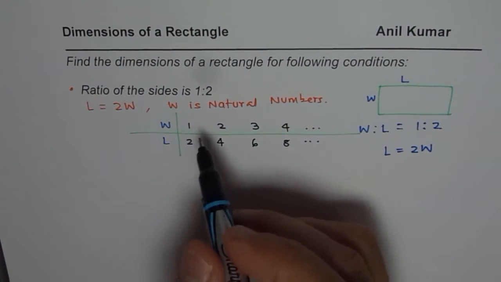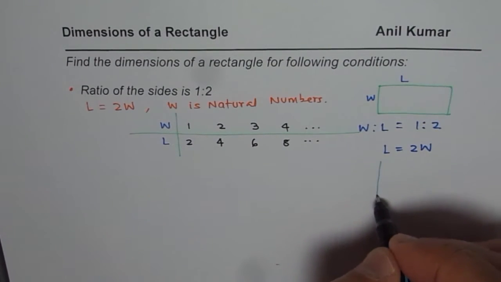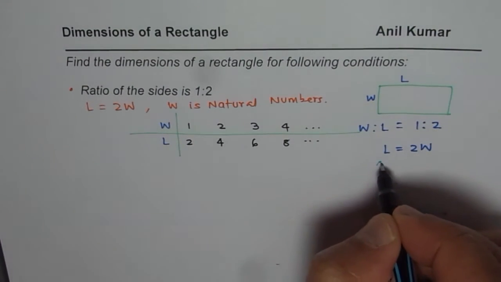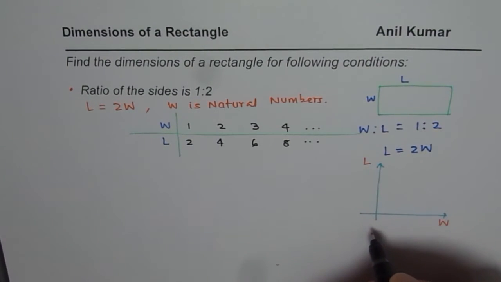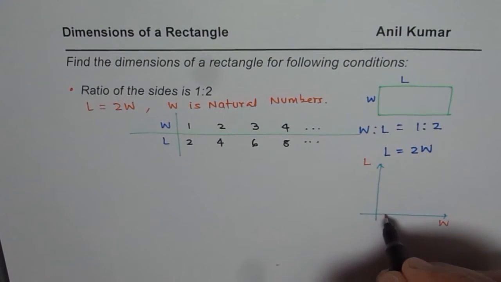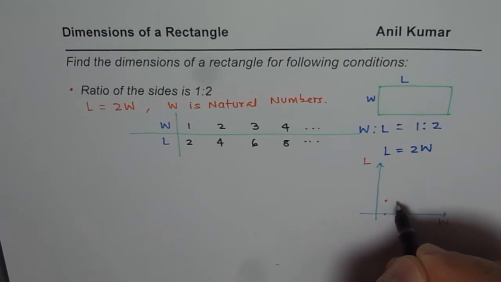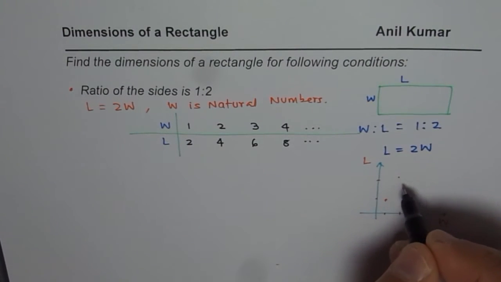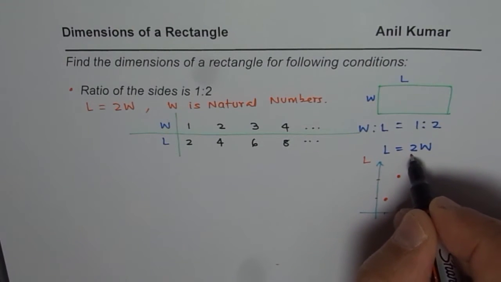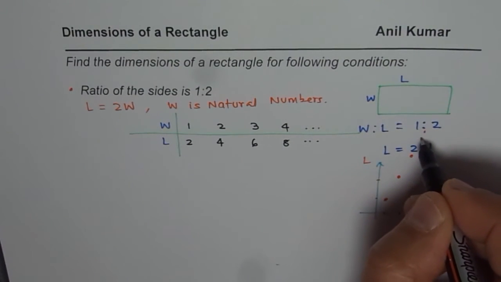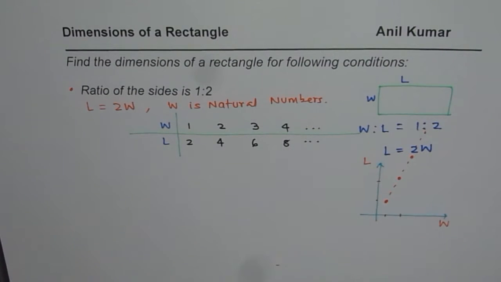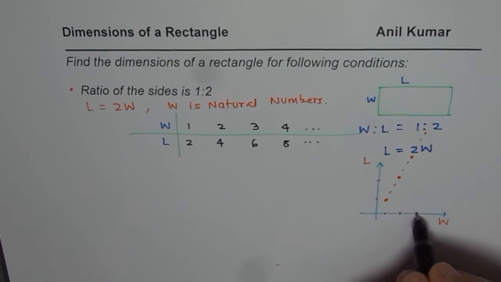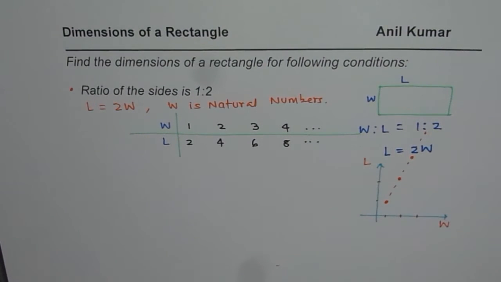Now it is important to see what I get if I plot a graph for this length and width. If I put width on my x-axis and length on my y-axis, then at 1 the value is 2, at 2 the value is 4. It goes in a straight line pattern, which I could connect with a dashed line. Whenever I'm connecting with a dashed line, all the points in between are not included. We are only including the natural numbers. As you can see, this particular question has many solutions.